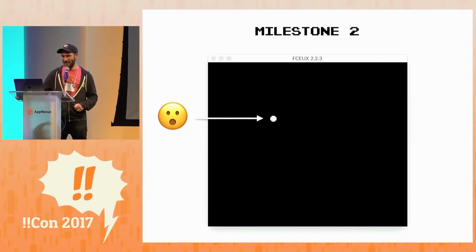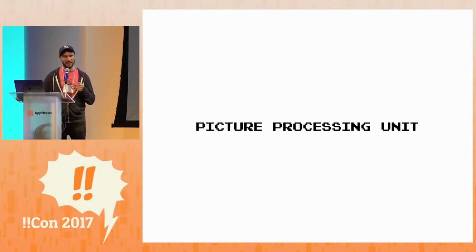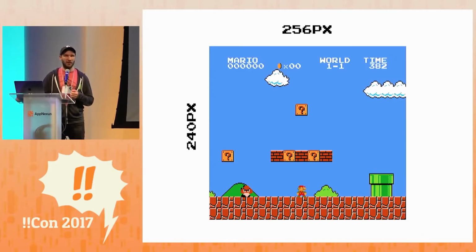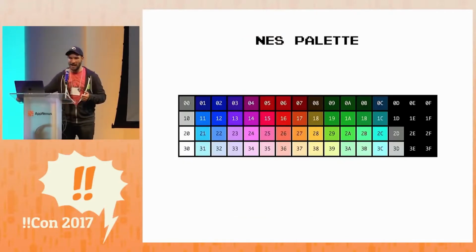I was so happy. So what I had to learn to display this ball is what's called the picture processing unit, and this is basically the graphics card for Nintendo. It's capable of displaying a 256 by 240 pixel image, of which you lose around 5% of the image because of the overscan of the old CRT screens. You can't use RGB, I learned that, so you're actually limited to a 54 color palette, and you can only use 25 colors at a time, so super limited.